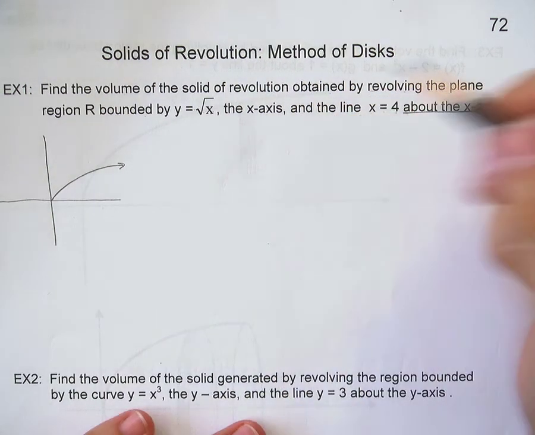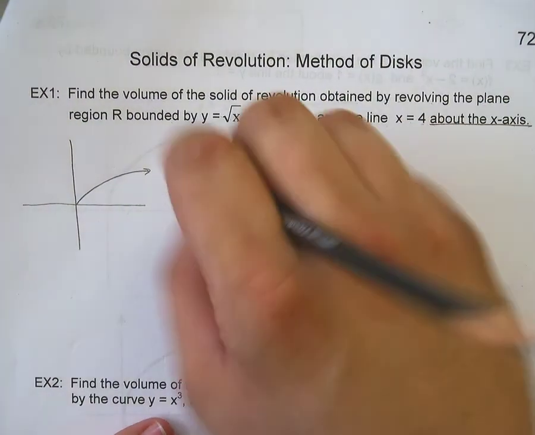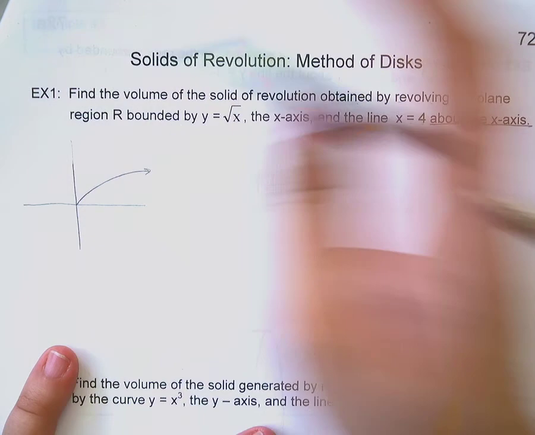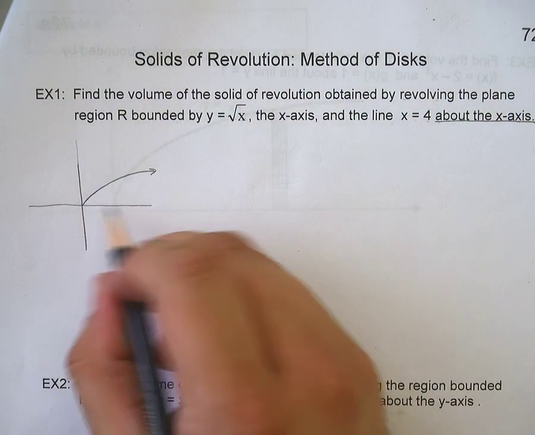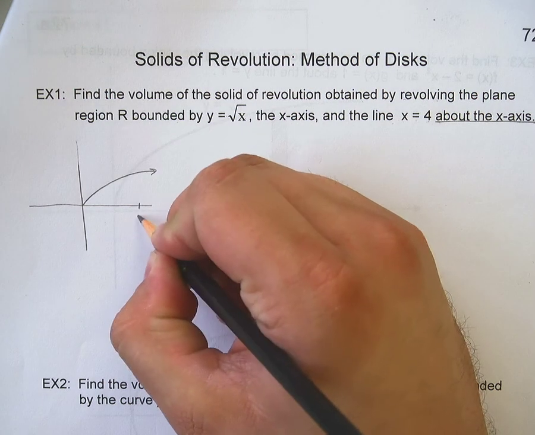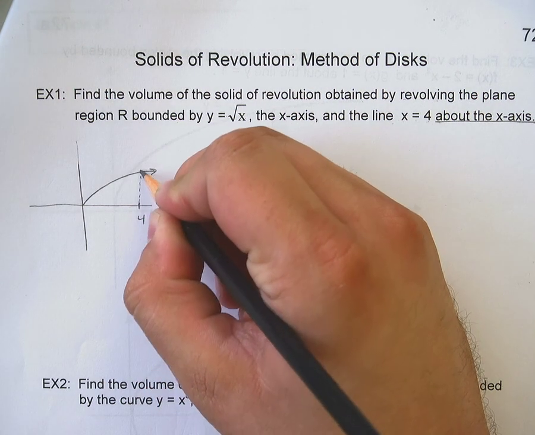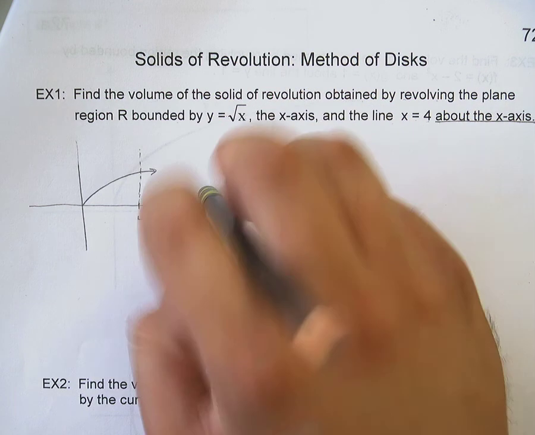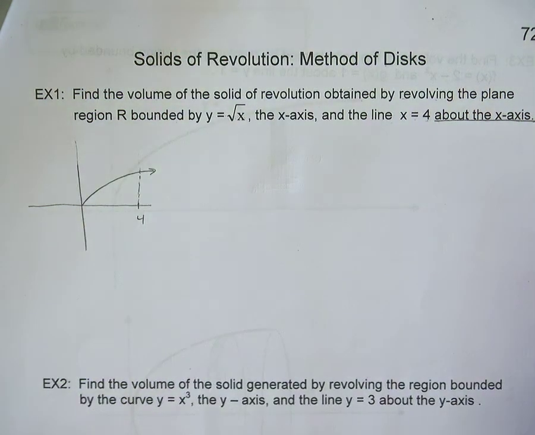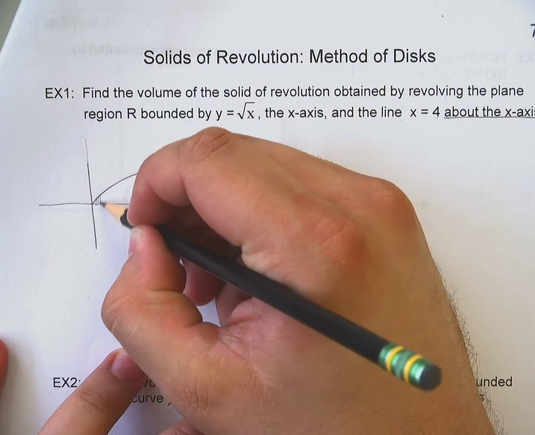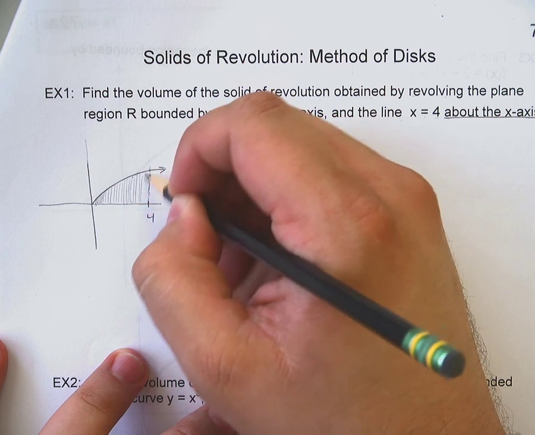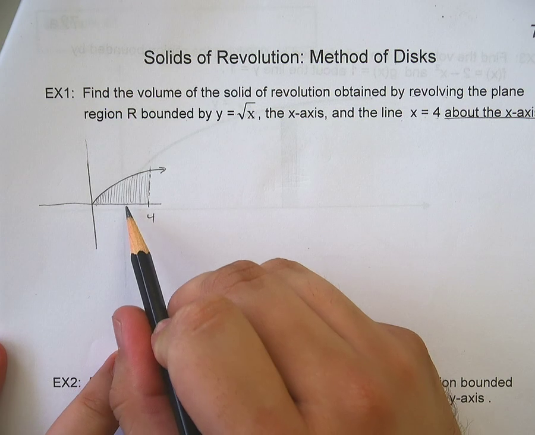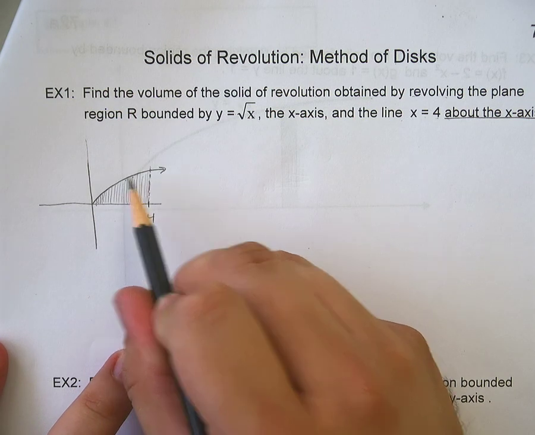Here's the square root of x, right? Here's the square root of x. The x-axis is here, and the line x equals 4. So let's do this. Here's the line x equals 4. And what I've got here, and I'm going to shade this in lightly, is this region: the x-axis, square root of x, and 4.